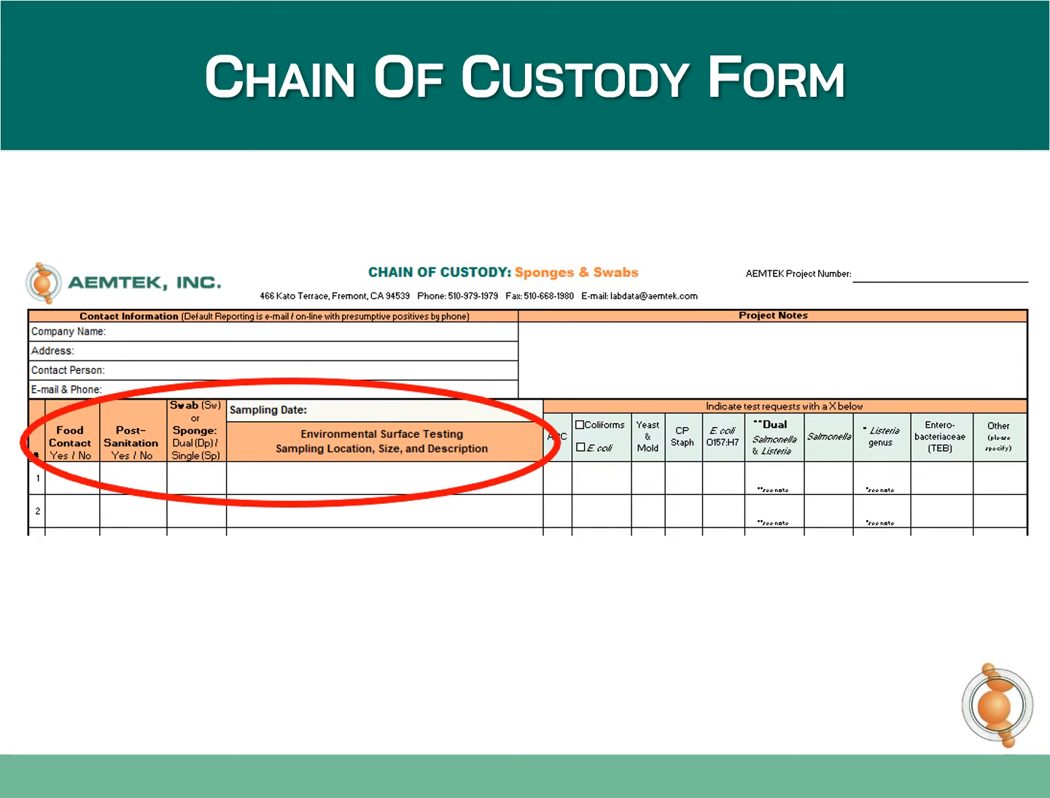For environmental samples, information should include the type of sample and the description of samples, including location where it was taken, sample volume, and other details. We'll cover how to properly fill out specific chain of custody forms later in the video.